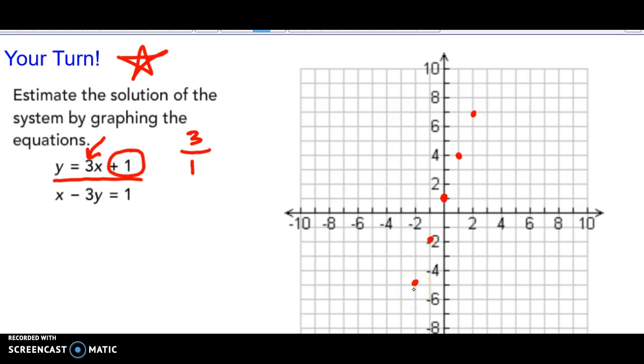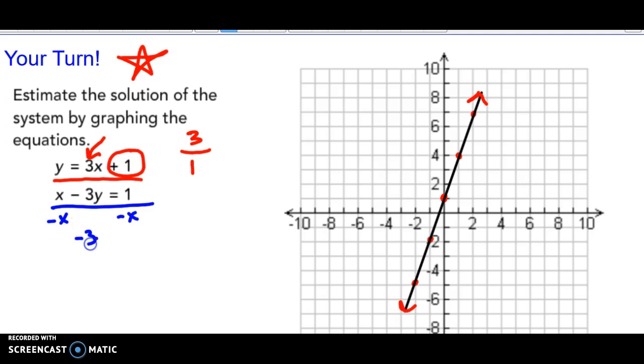And let's connect our points in a line. And let's check out our second equation. Uh-oh, this time it's not in slope-intercept form. So I want to solve for y. I want to get y by itself. So first I'm going to get rid of the x. I'm always going to get rid of what's furthest away from my variable and then work my way closer. So I'm going to start by subtracting x from both sides.